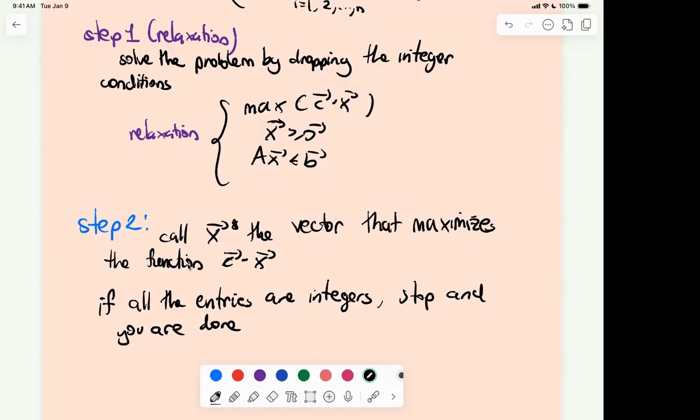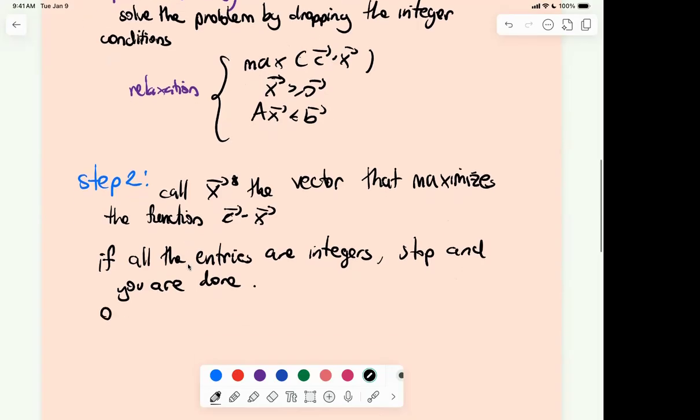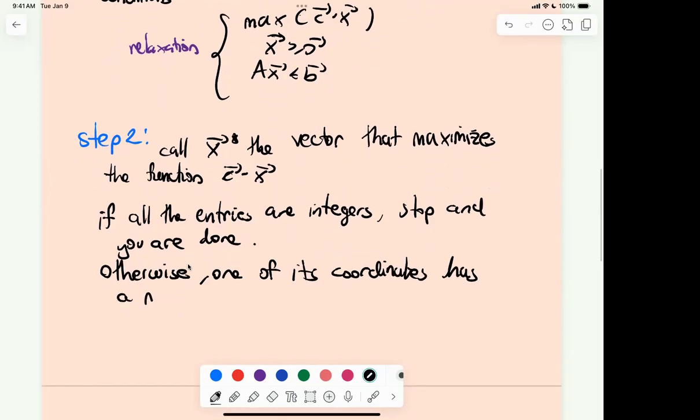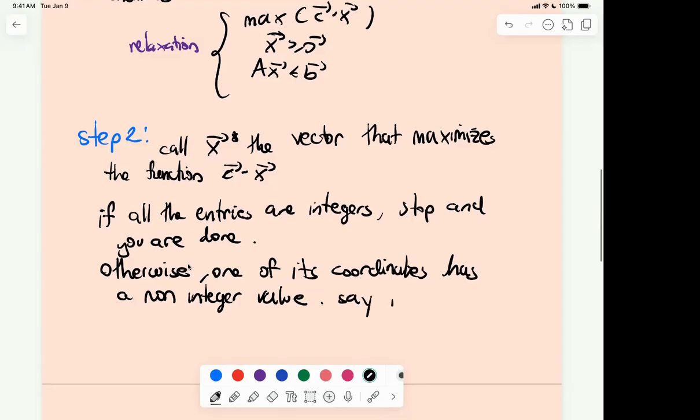Otherwise, again, what does it mean if the vector is not full of integer values? It means that one of the values for the coordinates has to be non-integer. So otherwise, one of its coordinates has a non-integer value, which I'll write. So let's say that that coordinate is xi.